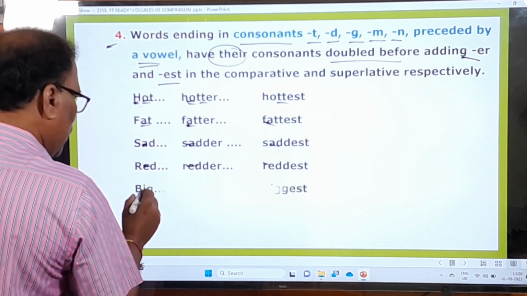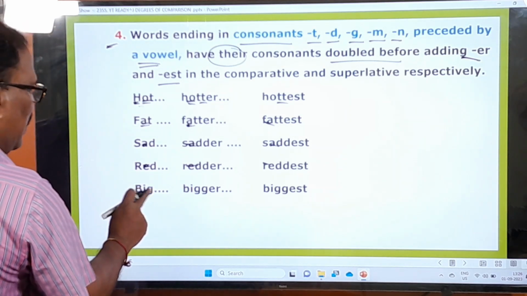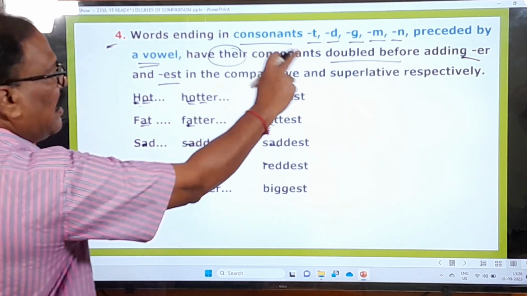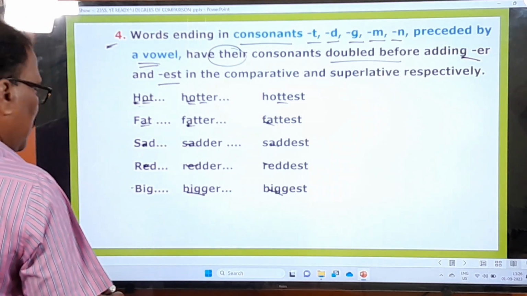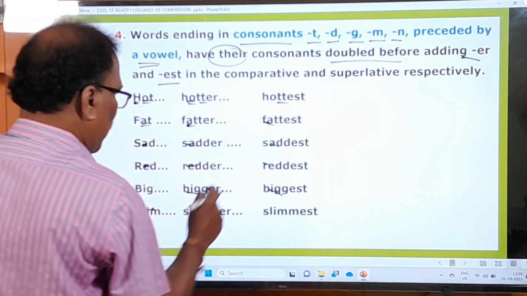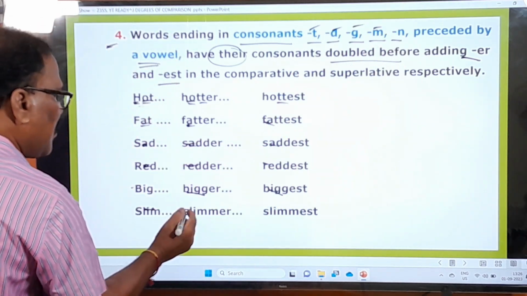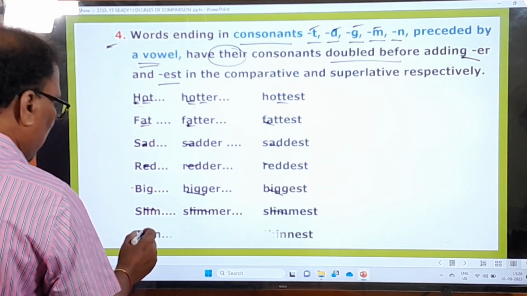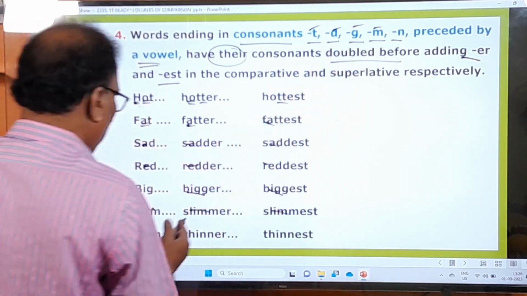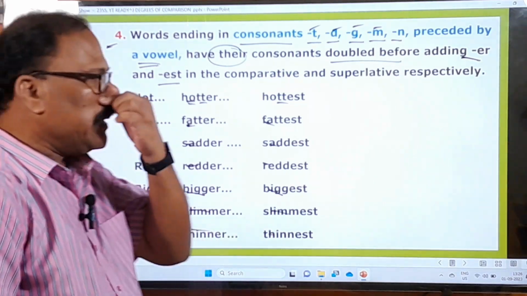And here you see big, g is at the end of the word, and before that i is there. Ga sound, and bigger, biggest. And here you see slim, ma sound, so it becomes slimmer and slimmest. Then one more example here: thin, it is ending in na. Thin, thinner, thinnest.